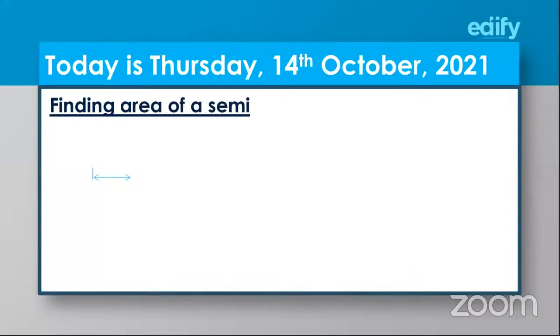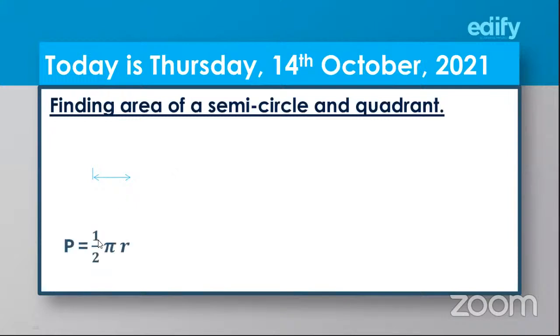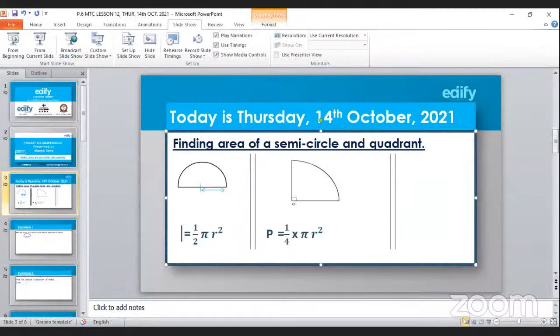Good. Now, I'm going to draw. A semicircle is half of a circle, and a quadrant is a quarter of a circle. Therefore, to find their area, we use a half for a semicircle. We shall use a half pi r squared, and for a quadrant, we shall use a quarter pi r squared, because it is a quarter of a circle.